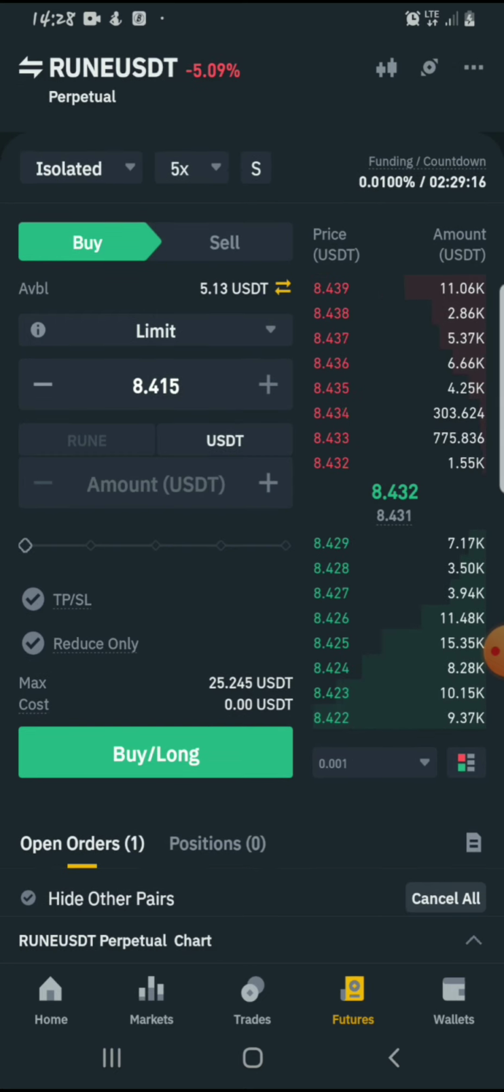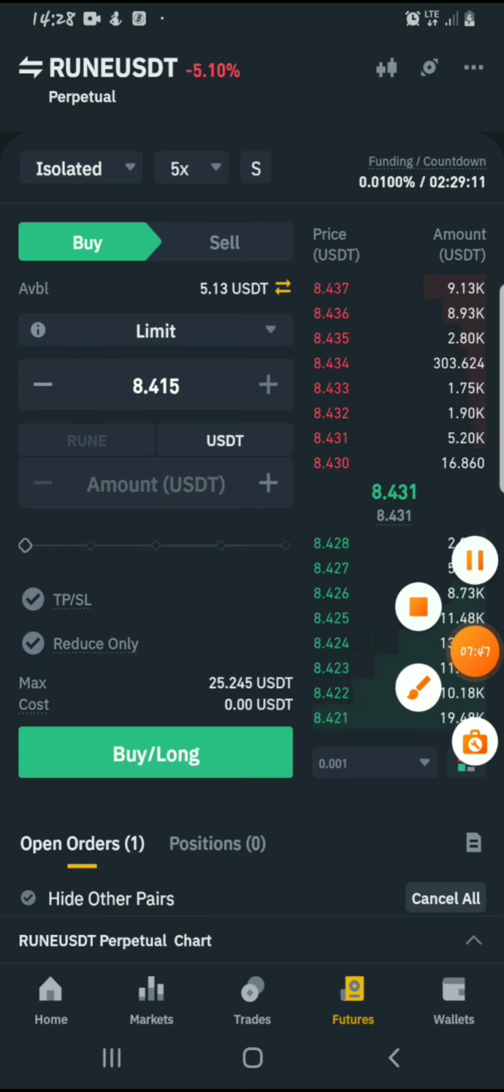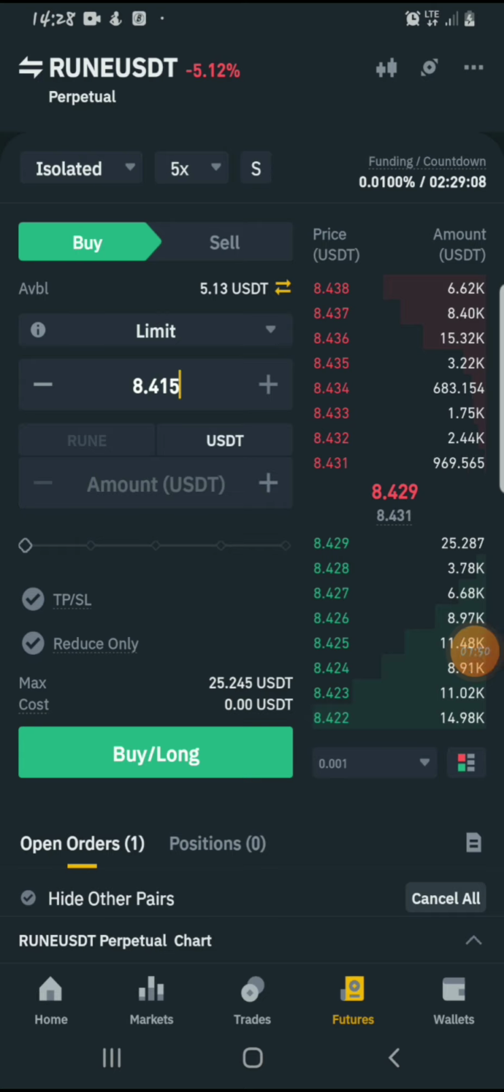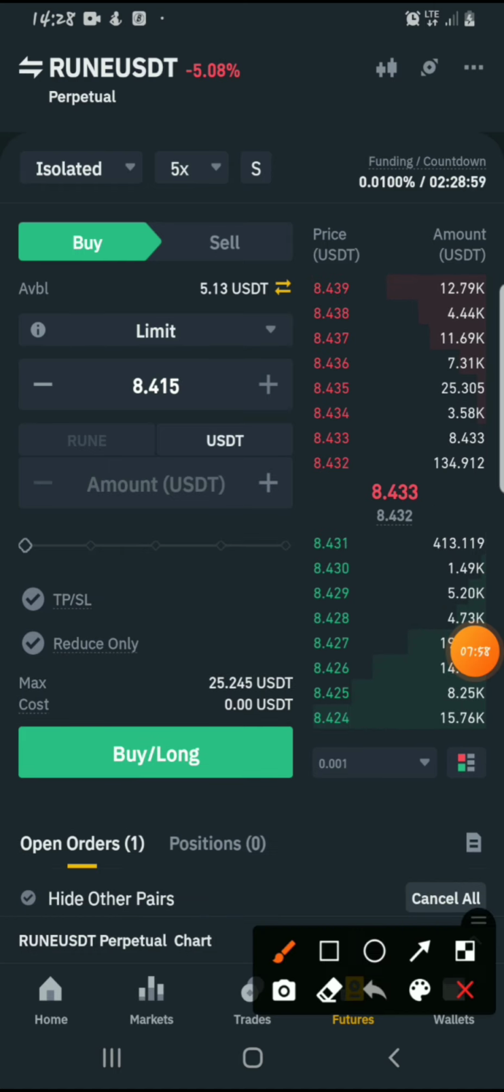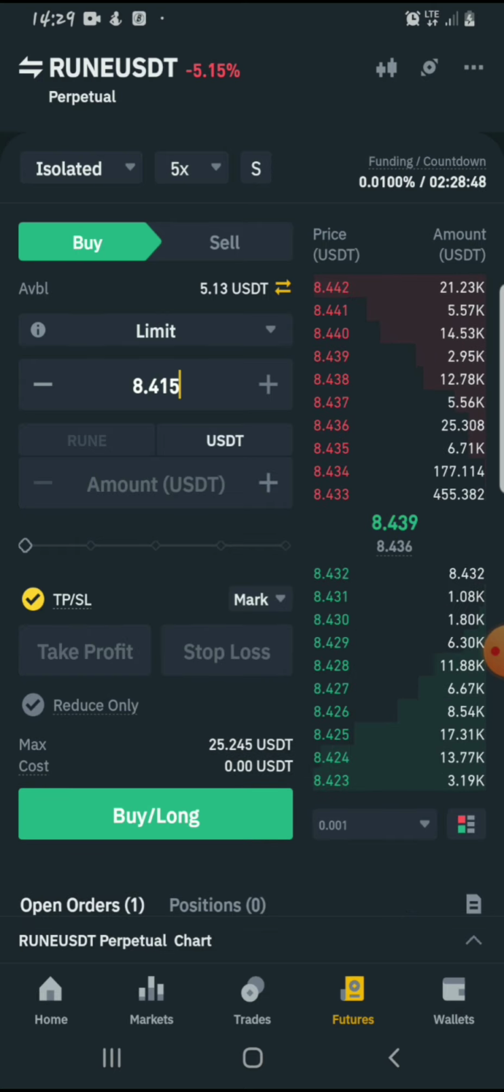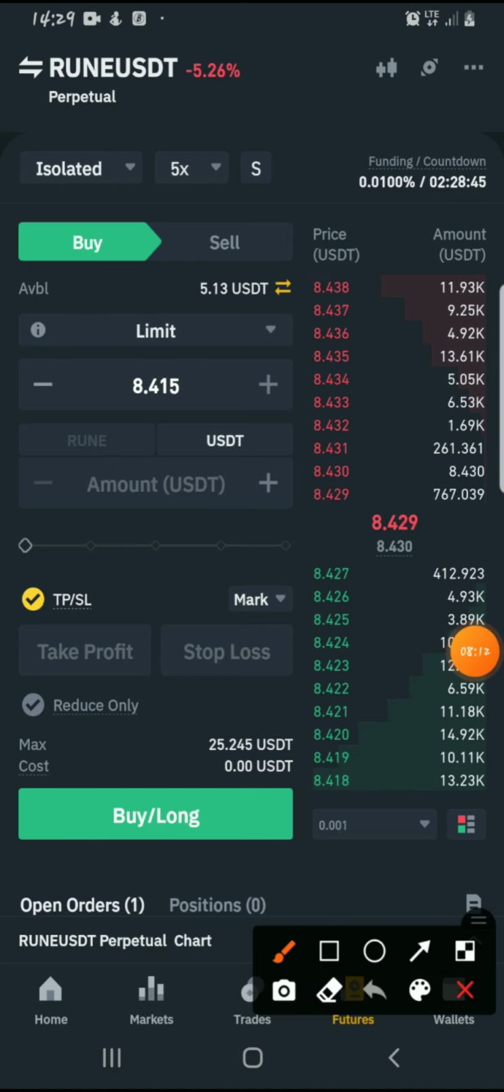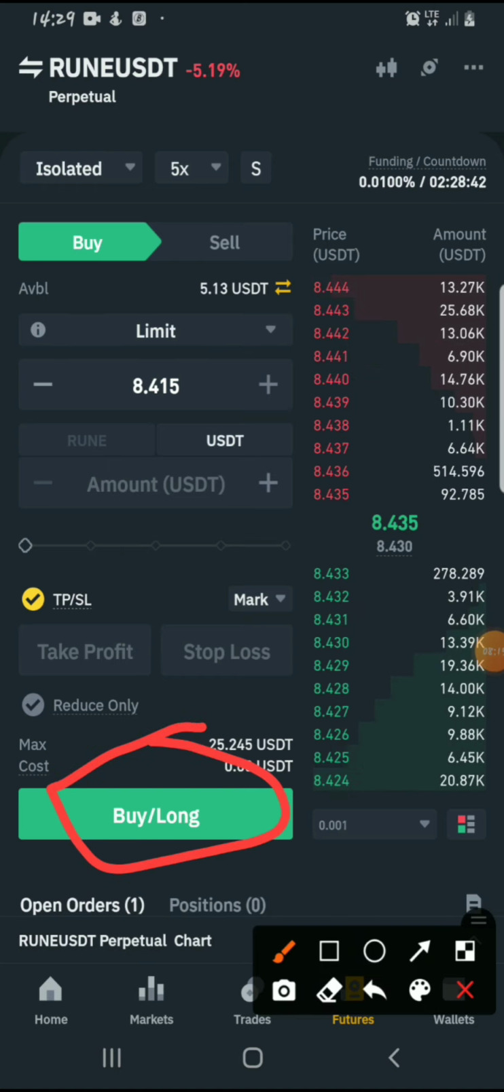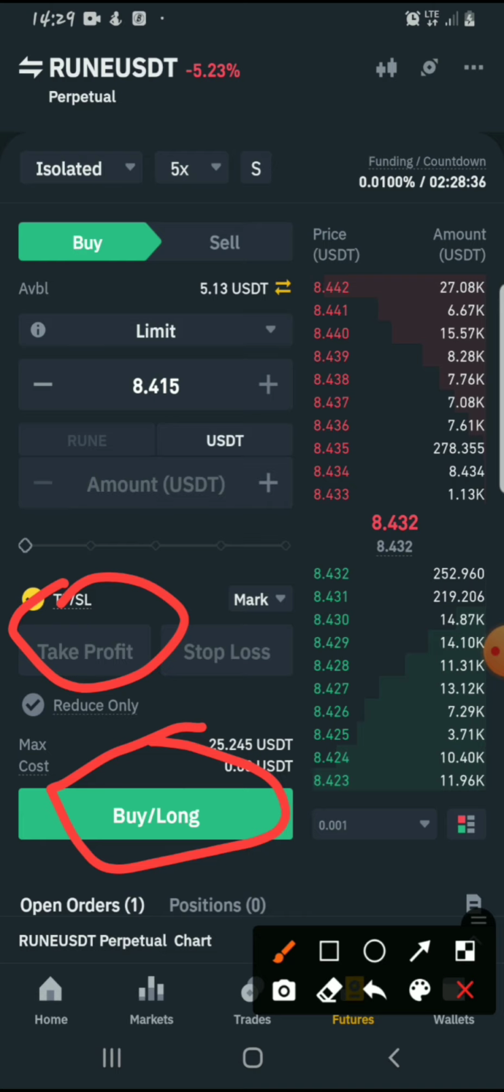Now another feature of this particular place is, while you have the OCO on the spot section, here on futures you can set your take profit and stop loss. Just click on this particular area zone. Take profit and stop loss, it's there. So what am I going to do? If I place an order, before I click on this buy or long, I'll first of all come to this section and set my take profit and stop loss.